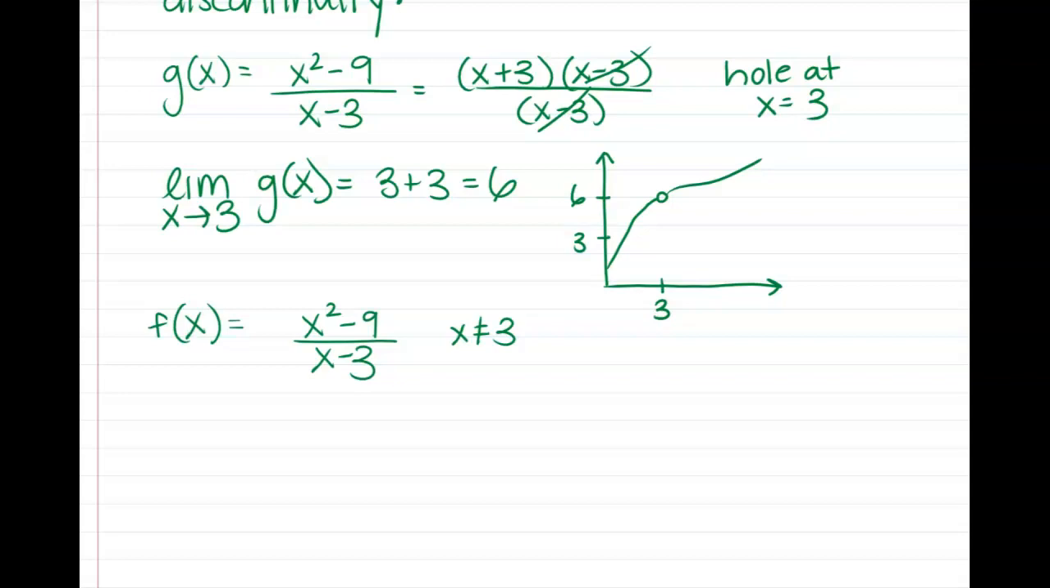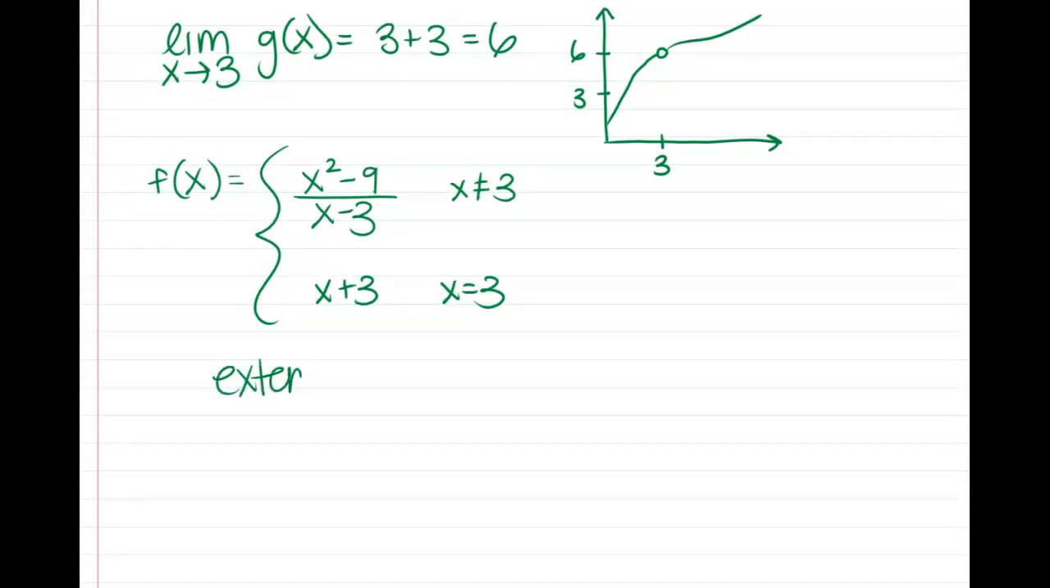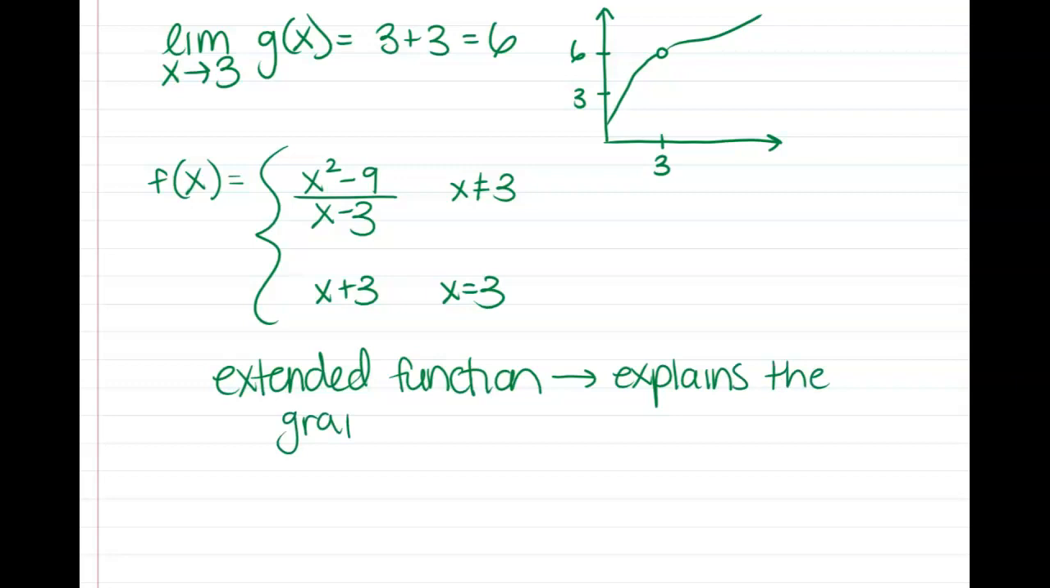Oh my goodness, you guys. We had x plus 3 when we simplified and canceled out our hole. So the function is just x plus 3 when x equals 3. So this is what we call an extended function. And it really just explains the graph better. Because really it says, okay, x squared minus 9 over x minus 3 is the function, but then we have a separate piece to account for the hole in the graph.